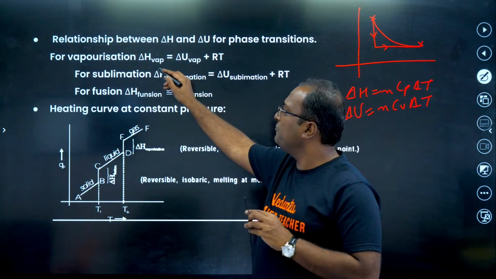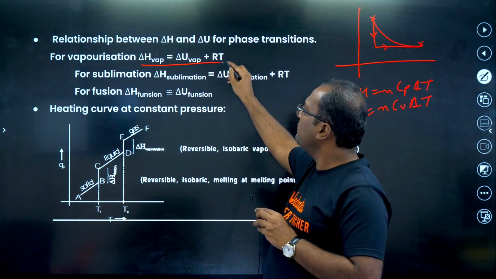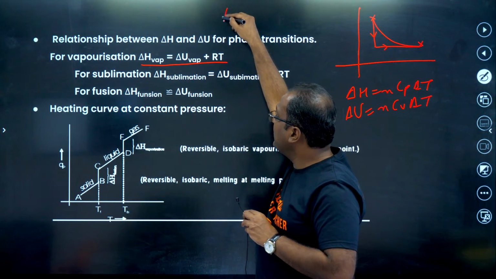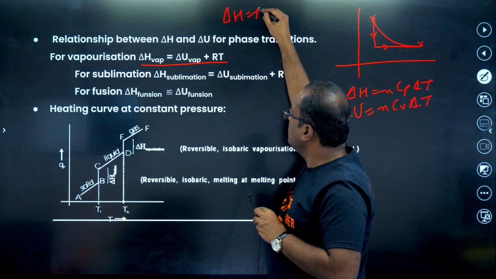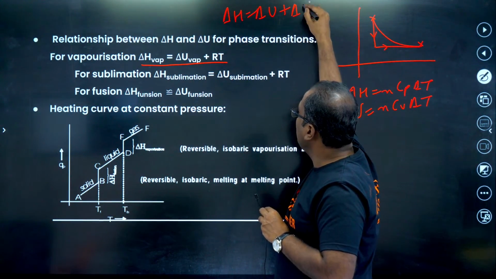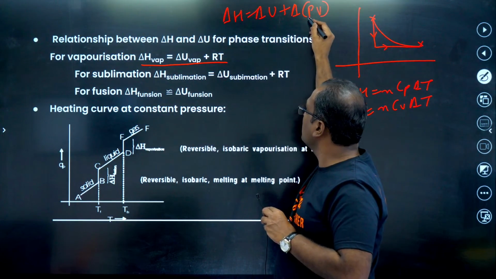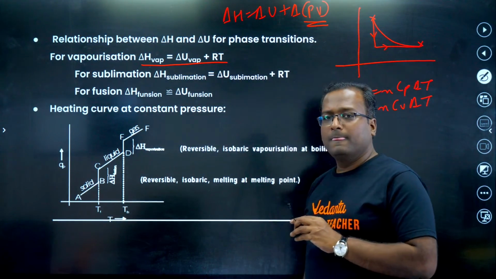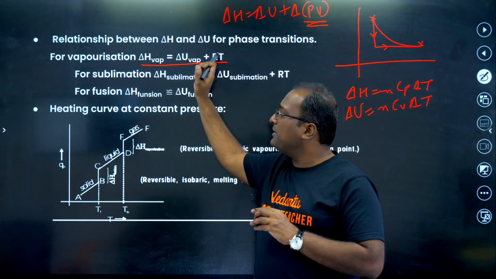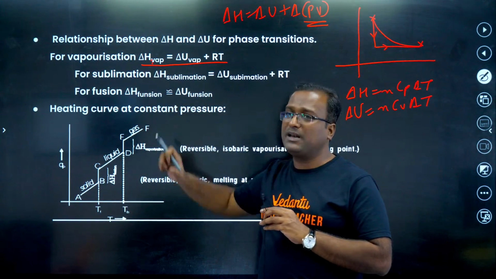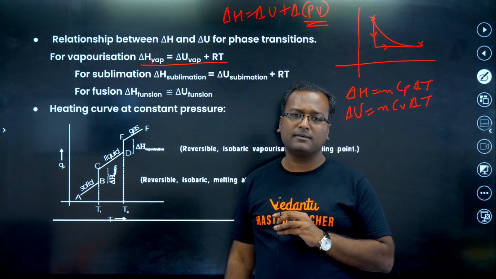So if we talk about vaporization, we end up with this formula. Where did we get this? Delta H was equal to delta U plus delta PV. We changed this thing. What is the temperature here? The temperature is the temperature at which vaporization is taking place.